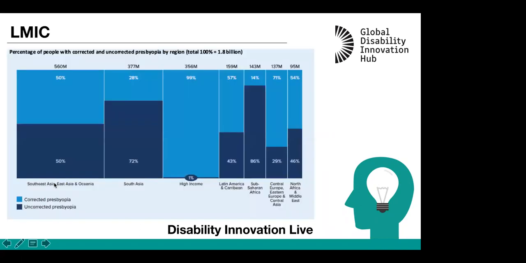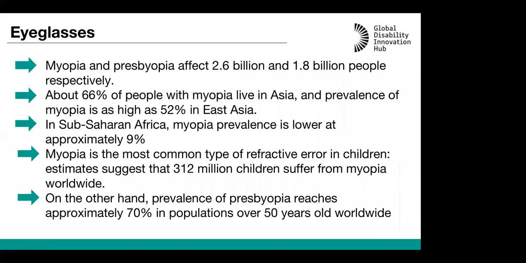Next slide, please. This one shows the correlation between corrected and uncorrected presbyopia by region. What I really wanted to highlight is the third column, which shows the difference from high income countries to other regions, or to regions in general. So obviously Sub-Saharan Africa and South Asia really stand out as regions with a high concentration of uncorrected presbyopia. Next slide, please.